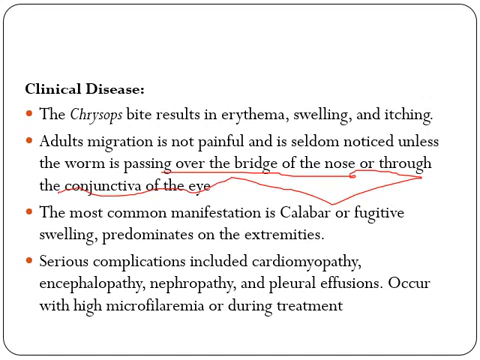The most common manifestation is Calabar or fugitive swelling, which predominates on the extremities of the immigrant people, not the native people. Serious complications include cardiomyopathy, encephalopathy, nephropathy, or pleural effusion. They occur with high microfilaremia or during treatment.